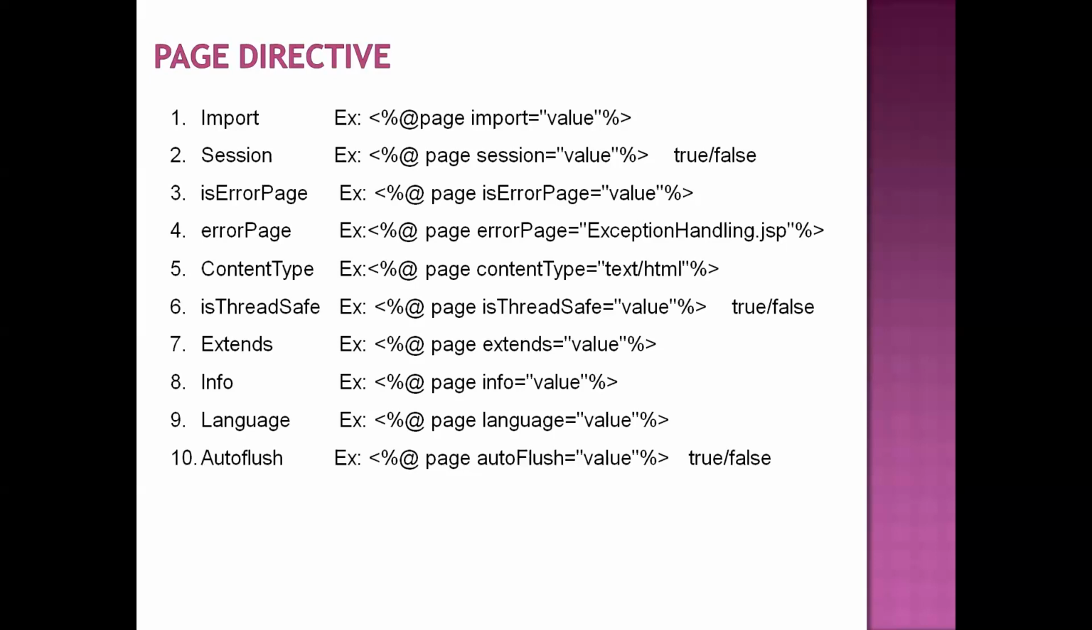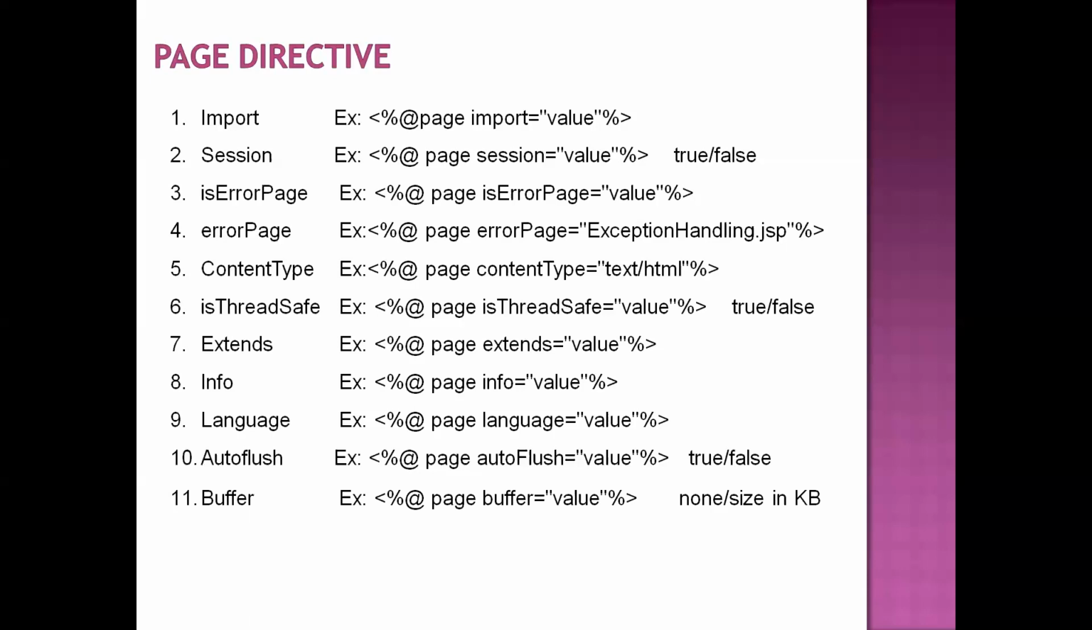And if you set it as false, then it will not be flushed. So it will throw the exception when the buffer is full. Now see the next attribute, the buffer attribute. This attribute is used to specify the buffer size.